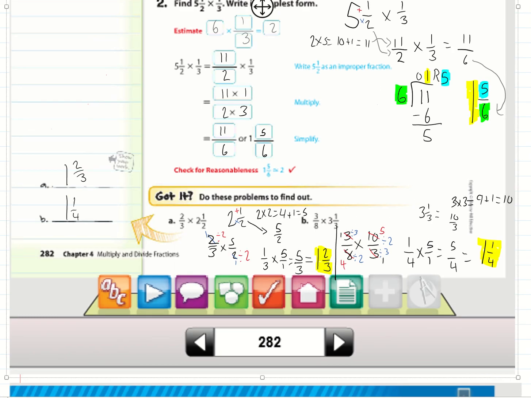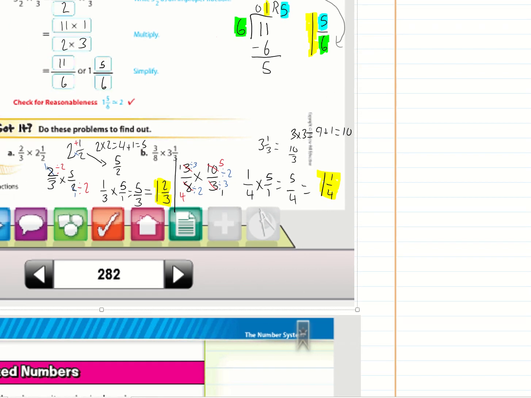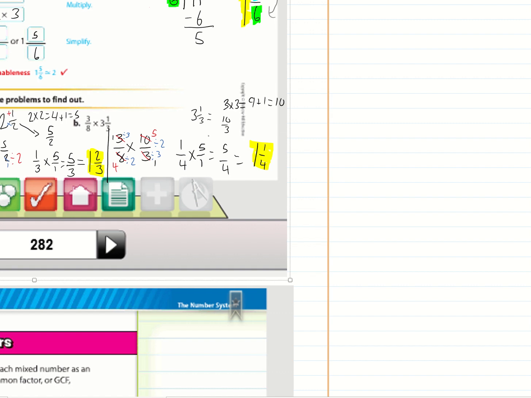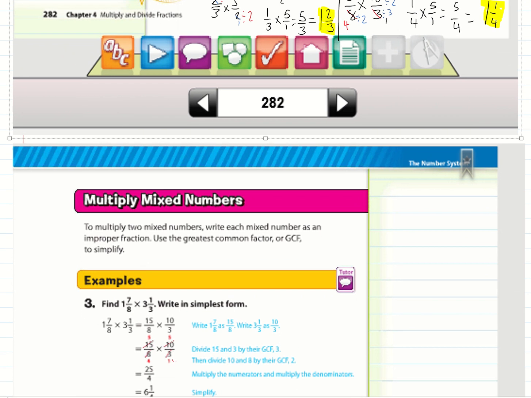For B, we have 3 1/3, so I did 3 times 3 equals 9, plus 1 equals 10. So 3 1/3 is the same as 10 over 3. So my original problem was 3 over 8 times 10 over 3, and I had compatible numbers all around. So my 3's are both compatible, so my 3's simplified to 1's. My 8 and 10, the compatible number I had was 2. So I divided both of them by 2. So 8 turned into a 4, 10 turned into a 5. So I have 1/4 times 5 over 1, which equals 5/4. And that equals 1 1/4.